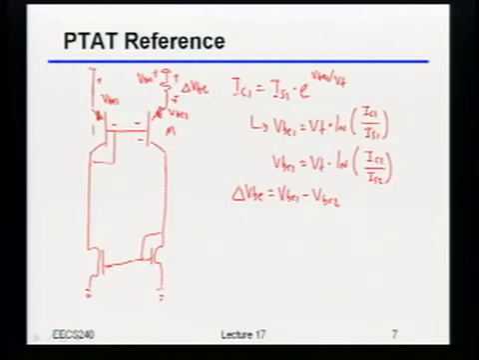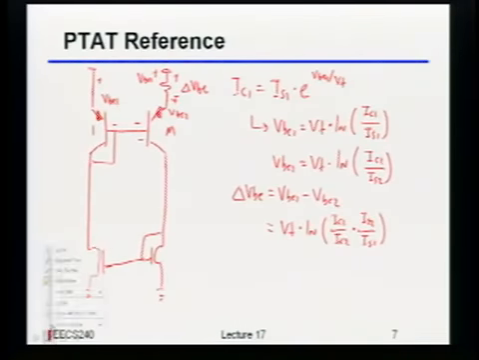Well, remember, whenever you subtract logs, that's like equivalent of doing division inside of the log. So I can actually say that this is equal to VT times the natural log of, and let me just make sure, IC1 over IC2 times IS2 over IS1. Okay? So remember, those IS's, those are like the quote-unquote nominal current. That IS is also proportional to the area of the emitter.